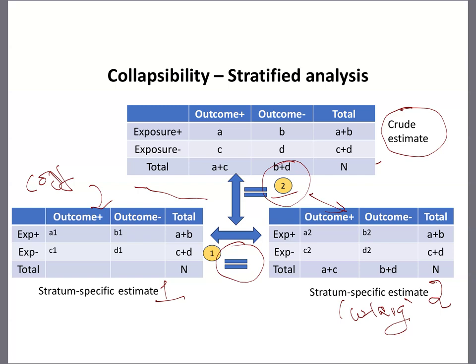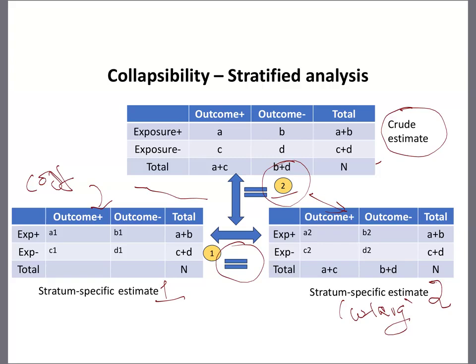See, collapsibility means what? You have two variables, alcohol consumption and lung cancer. You calculate the crude estimate, the odds ratio. I'm just taking the example of the odds ratio. It can be true for other estimates also. So you come up with a crude estimate.